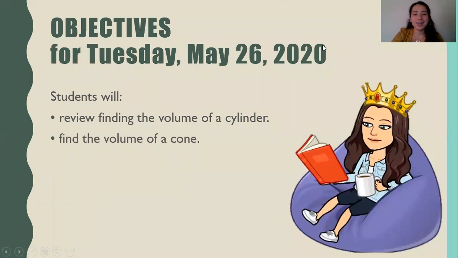Today, we are going to go ahead and review finding the volume of a cylinder, and we're going to find the volume of a cone. We're going to find the volume of a cylinder and find the volume of a cone. This should be pretty quick.